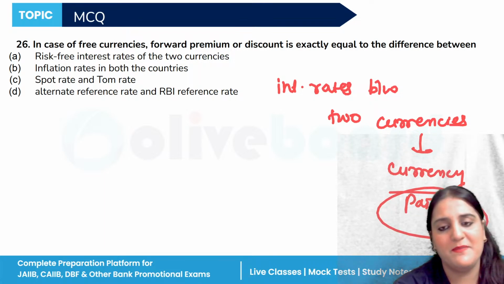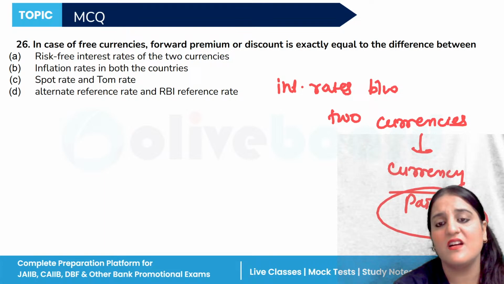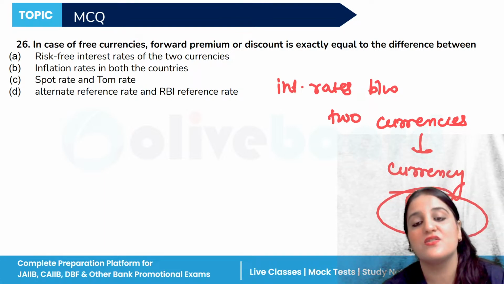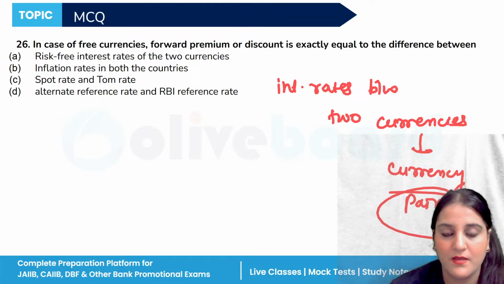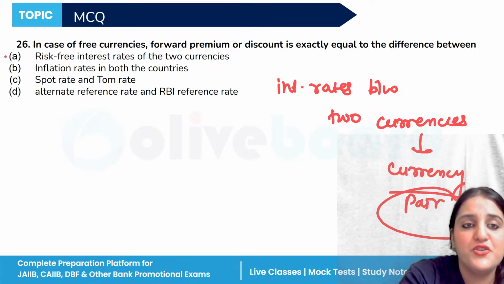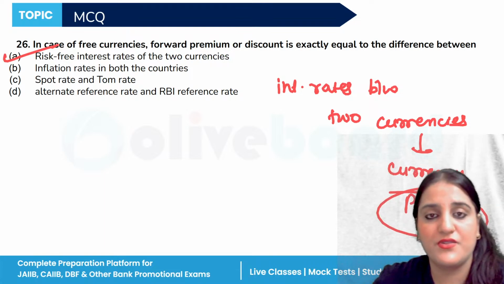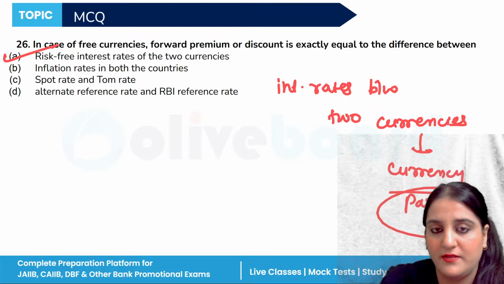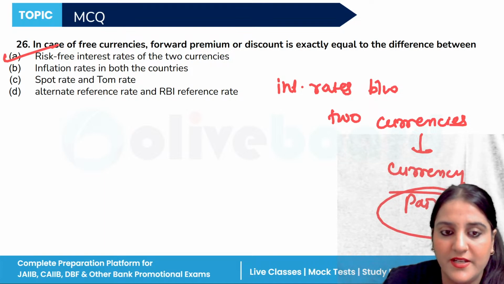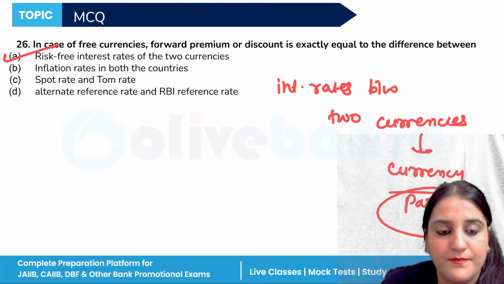And forward premium, we know that it occurs when the forward exchange rate of a currency is higher than the spot exchange rate. So here we can say that option A is correct, risk free interest rate of the two currencies. Great, very good, Sureen sir.